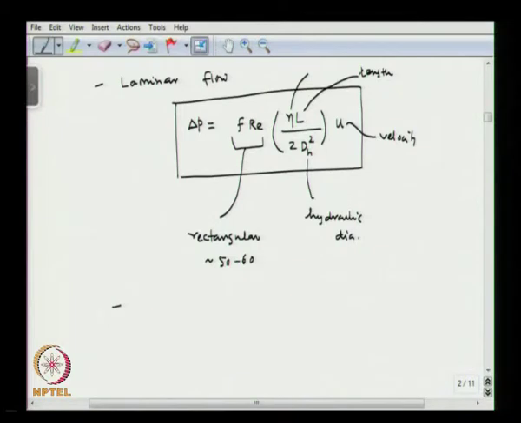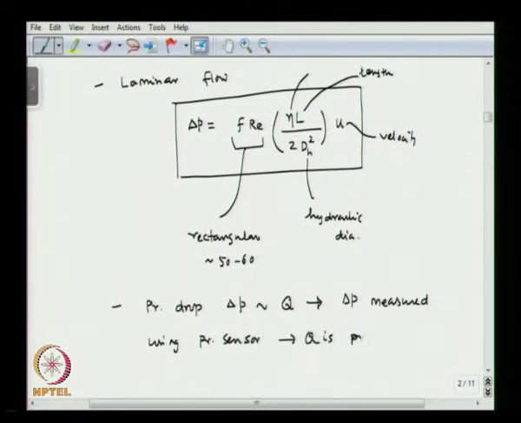So, the pressure drop delta P is proportional to Q, and so delta P is measured using pressure sensor, okay, and from there Q is predicted, okay.